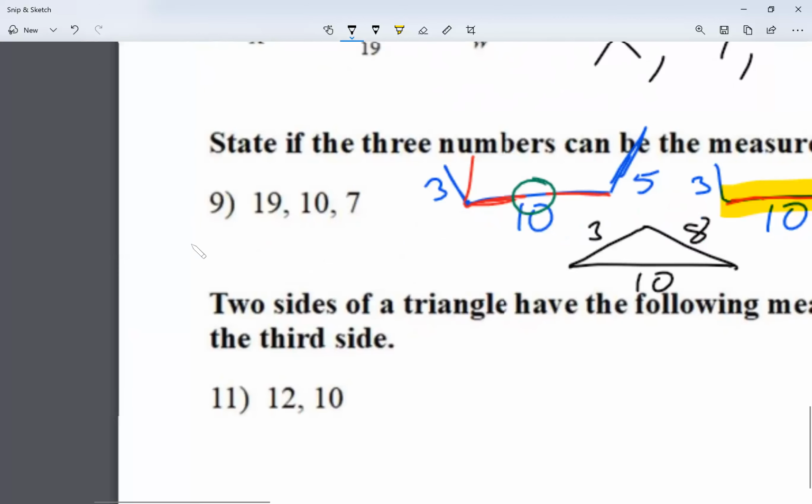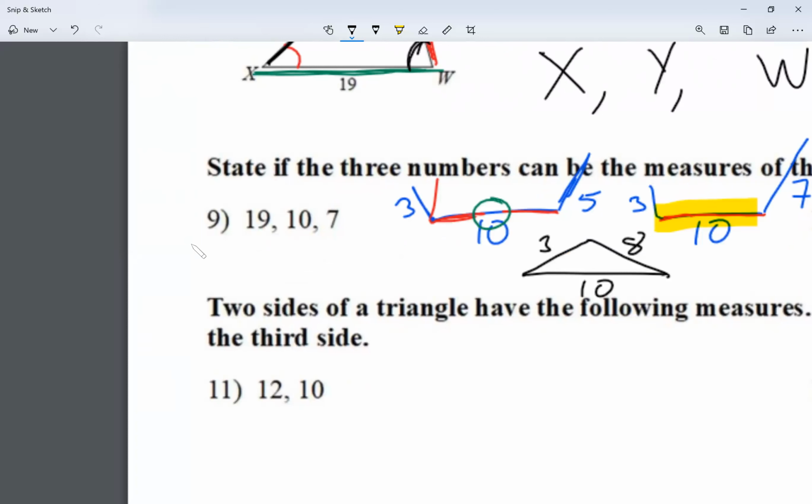Okay, so let's take a look at here. Let me add the two small numbers. Let me identify, first of all, which are the two small numbers, 10 and 7. Now, in order for this to be a triangle, I'm telling you that 10 plus 7 has to be more than 19. If I add the two small numbers, it has to be more than the third side. Now, is 10 plus 7 more than 19? No.